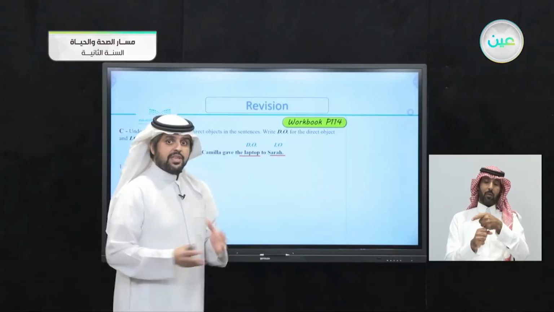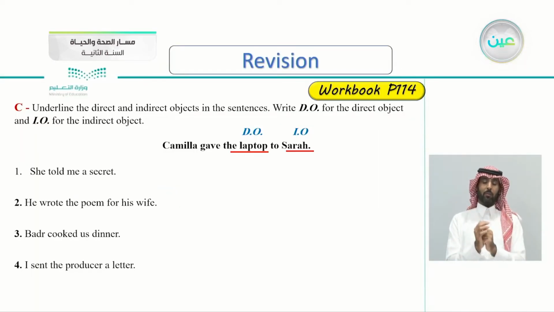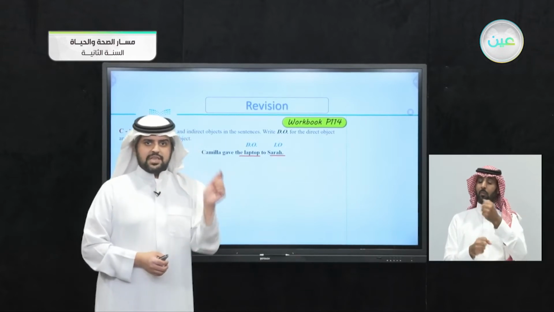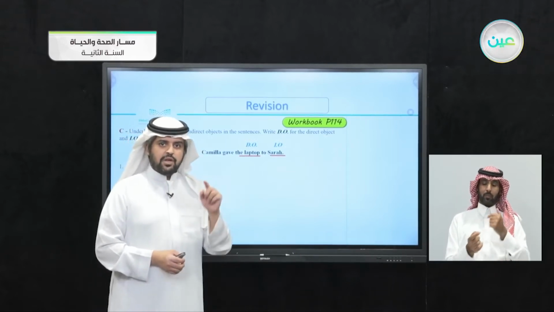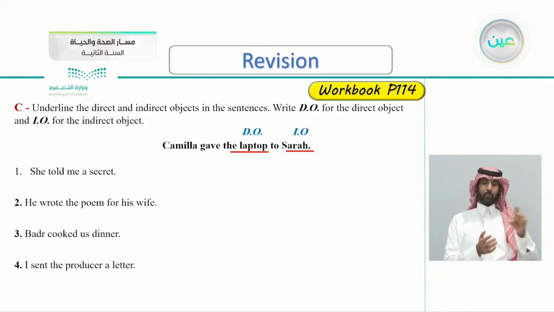So we're talking about direct and indirect objects from the grammar lesson. Write DO for direct object and IO for the indirect object. For example, here: Camilla gave the laptop to Sarah. As you see here, the laptop is the direct object, Sarah is the indirect object. So we will underline the direct and the indirect, and we will tell which is the indirect object by IO and which is the direct object by DO. So let's start with the first one here.